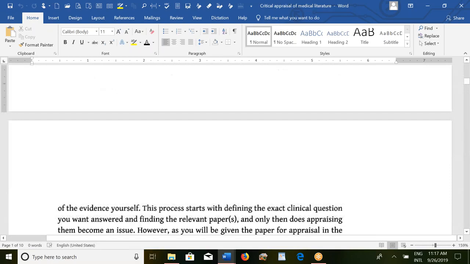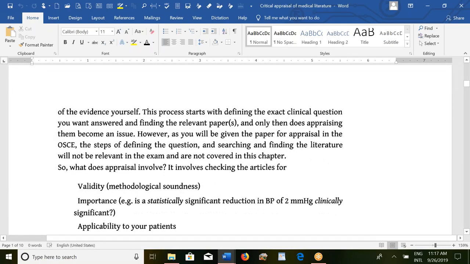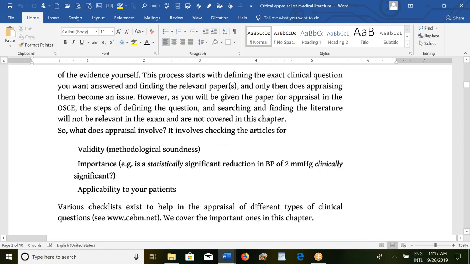So you have a question, you are not finding the answer, so now you have decided to help yourself. How does this process start? This is just like any scientific method. It starts with the exact clinical question you want answered. You didn't find something in the previous paper, so now you will look for a new paper, and only then does appraising it become an issue. However, as you will be given the paper for appraisal in the OSCE, the steps of defining the question and searching and finding the literature will not be relevant.